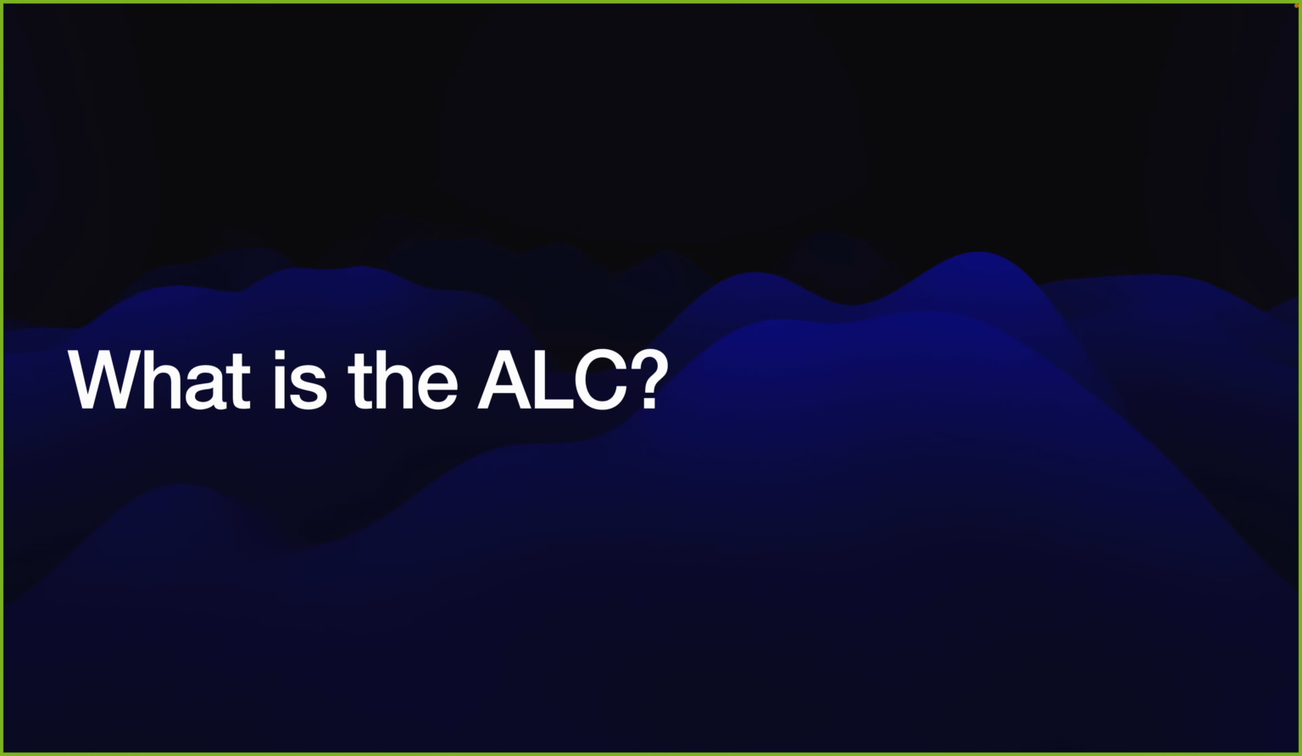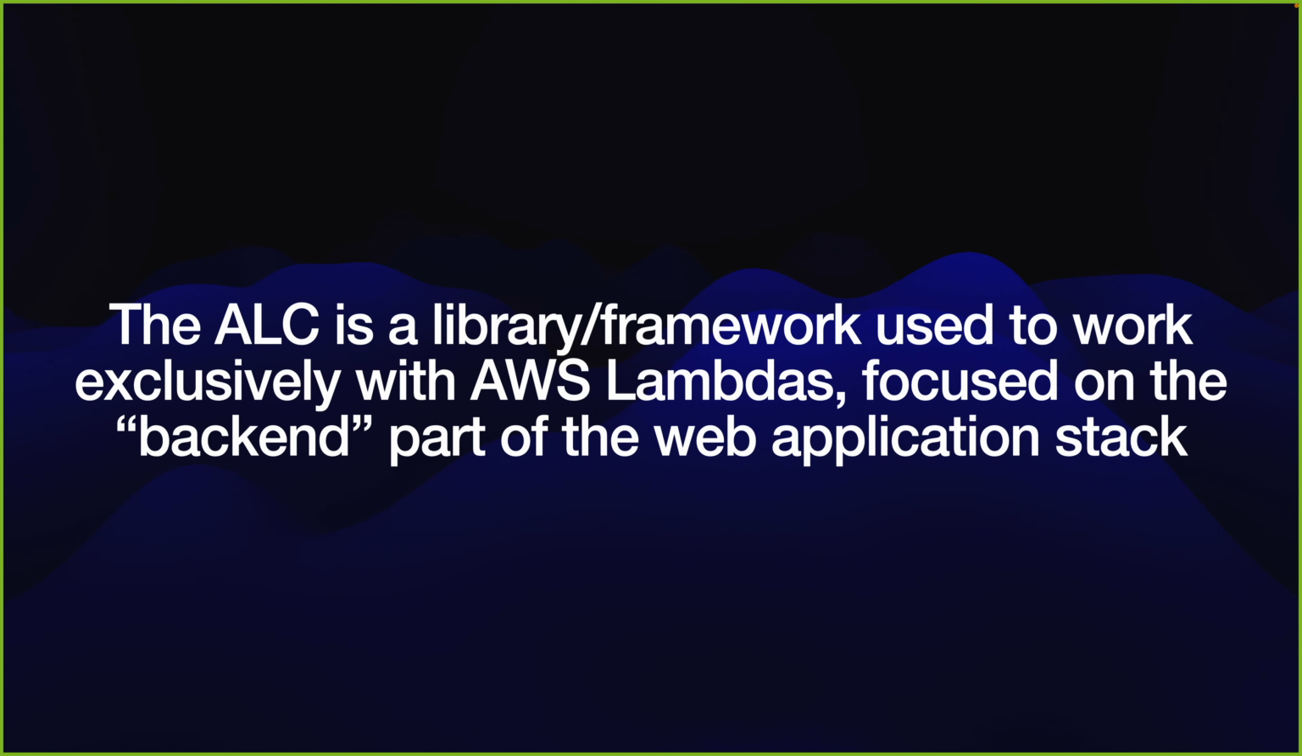So what is the ALC? Well, the ALC is a library framework that we use exclusively with Lambdas, and we're focused primarily on the back end of the web application stack, right? So that's APIs, backend services, event-driven architecture, that kind of stuff. You can use Lambdas for a lot of other cool, amazing things, even serving up static websites. But we're not going to be focusing on that, and that's not what the ALC is useful for. It's mainly for the back end of your app.